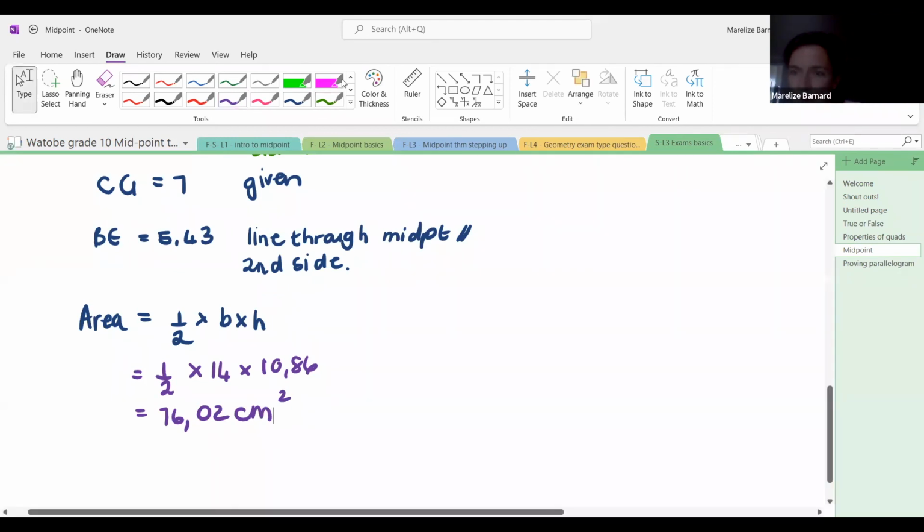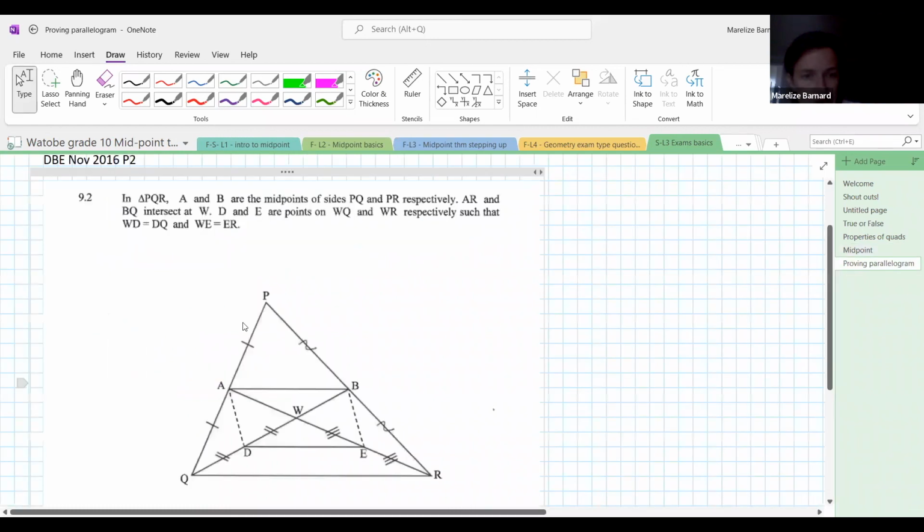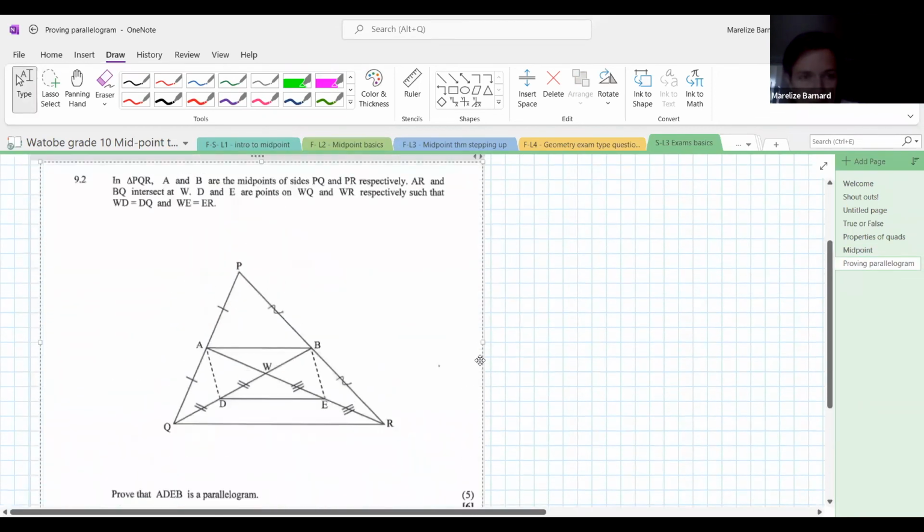Right, guys, we did have one more question here that you can take a screenshot of if you want for your exam prep. This is to prove that this is a parallelogram.